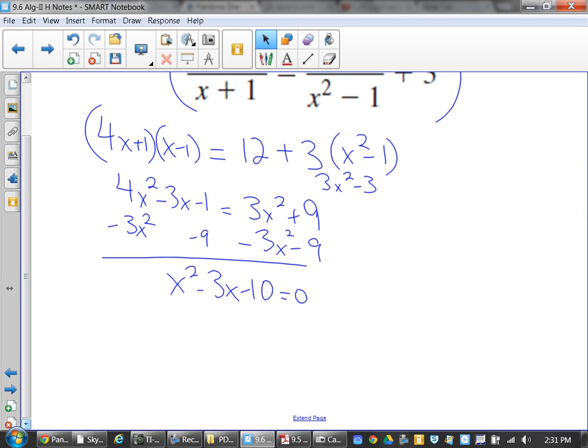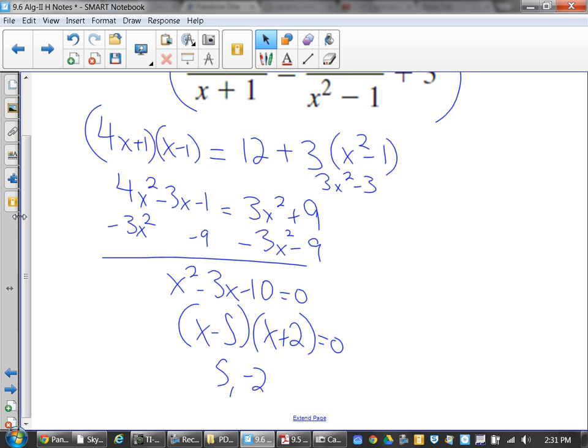Very good. What are your zeros? 5 and negative 2. Check your zeros then. You can see the denominator is right up top here. I'm not going to get a 0 in the denominator for either one of them, am I? They're both right. So go for it.